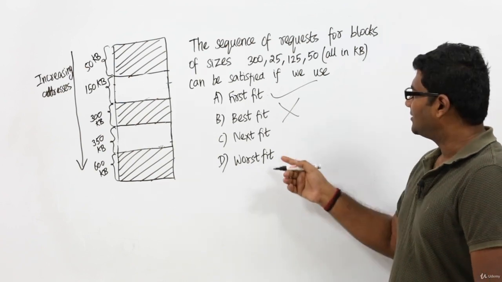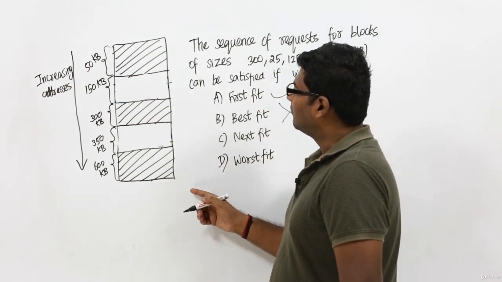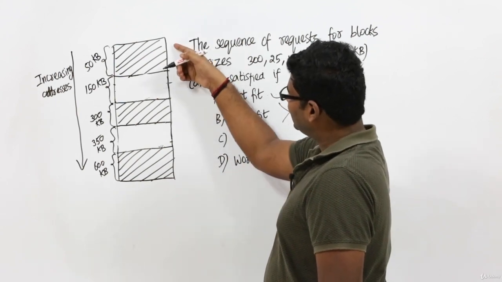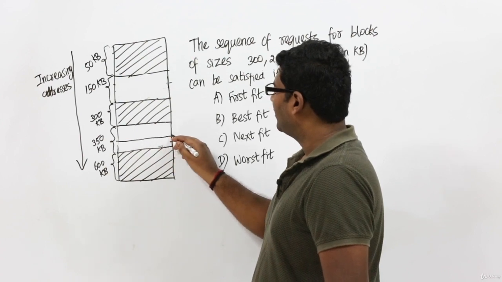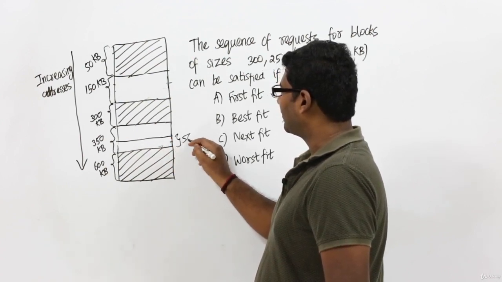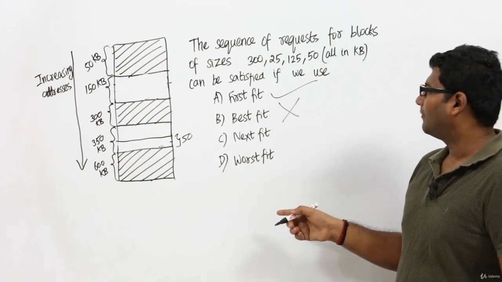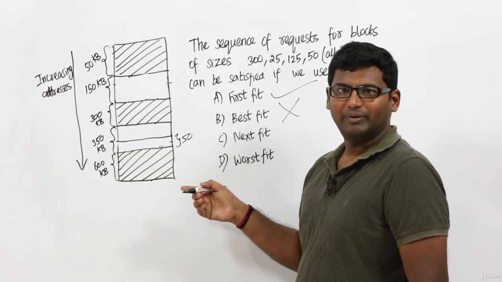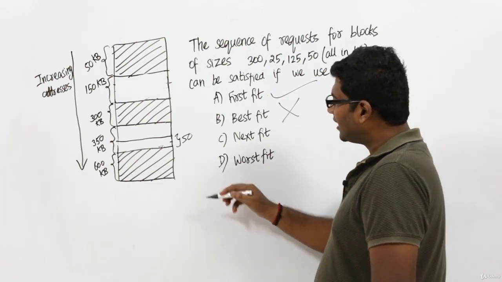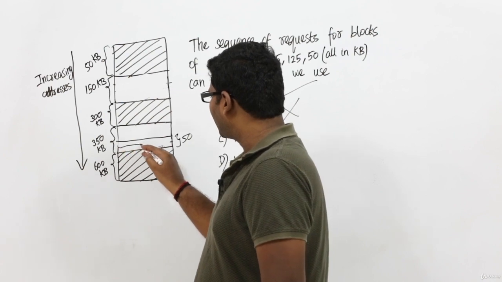Let's see this. Whenever a 300 KB process comes into the RAM, we will be scanning from the beginning, and once we find the space, we will occupy it. Now we have a space of 50 KB, right? Now whenever a process of size 25 KB comes into the RAM, again we will not start from the beginning, right? This is because this is next fit, and so we will start from here, and so this 25 KB will also be allocated, okay?